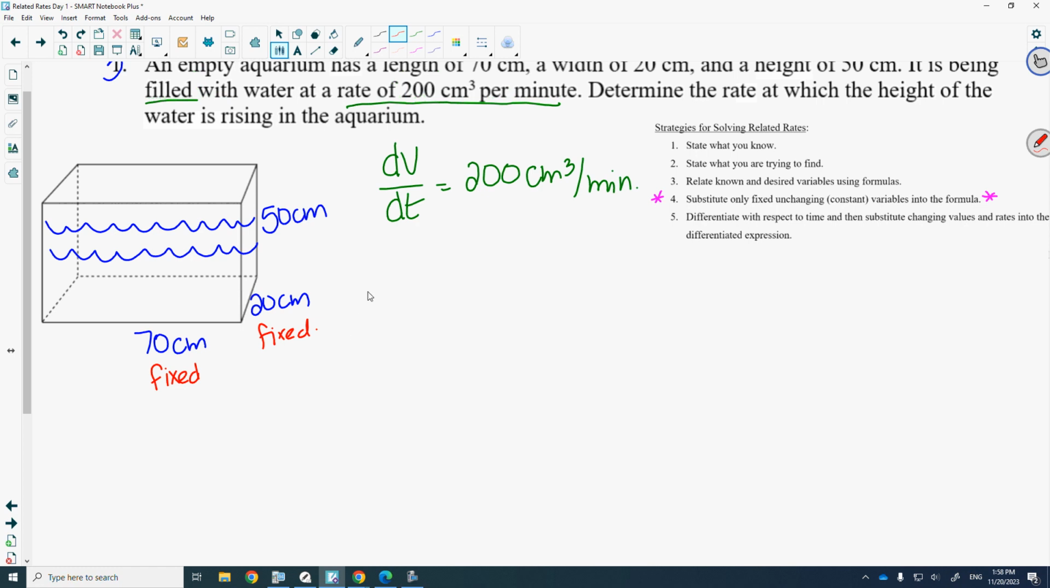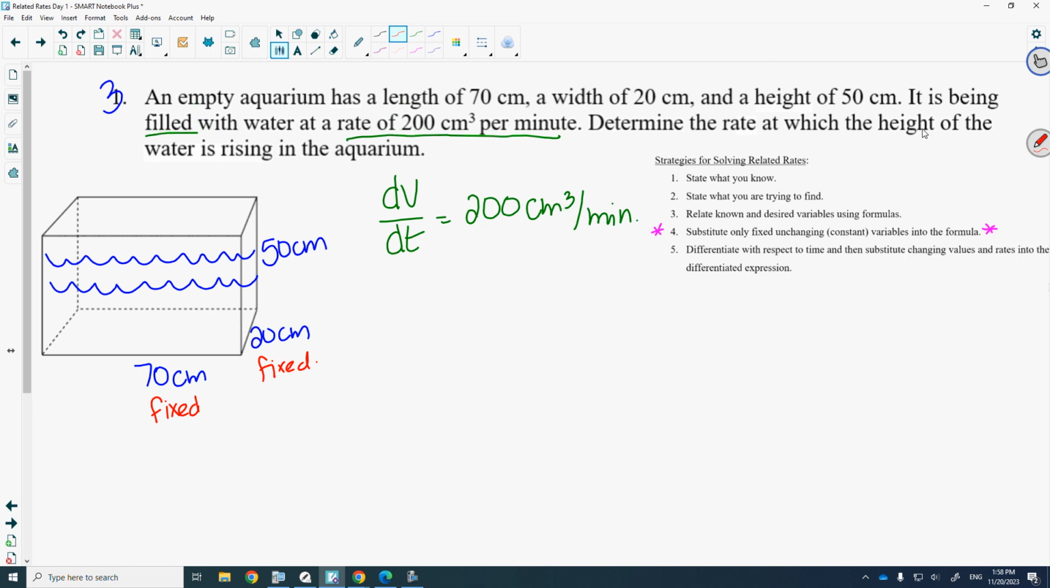Okay, so determine the rate at which the height of the water is rising. So what do they want? D what over d what? Determine the rate at which the height of the water is rising. Yep, so they want dH/dt. Okay, so this is what we're going to be looking for.